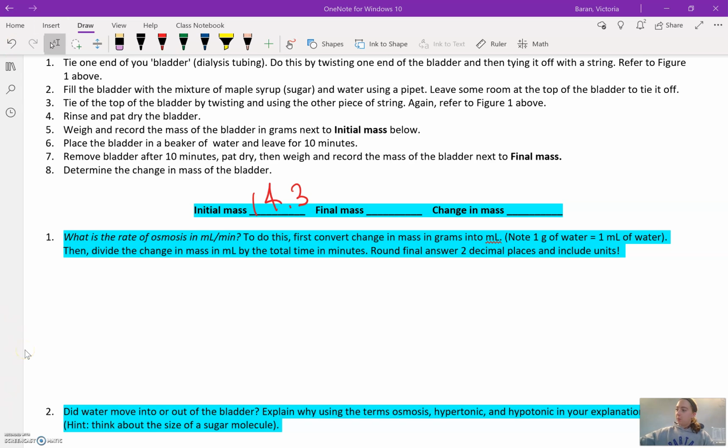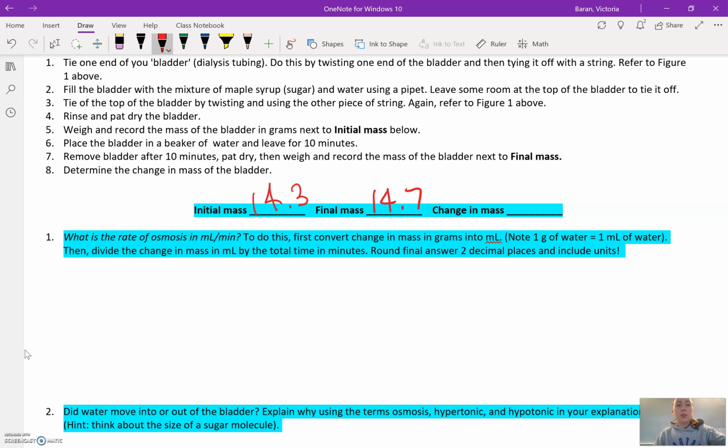Alright, so our bladder has been sitting for 10 minutes in our water, so now I'm going to take that out. I'm going to pat it dry, and we're going to weigh it again to see what its final mass is. Alright, so our final mass is 14.7, so it weighs more than when I first put it into the beaker.